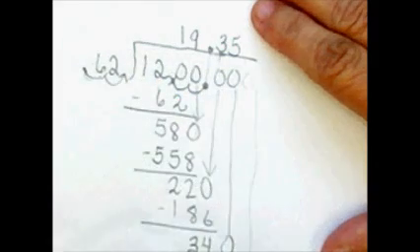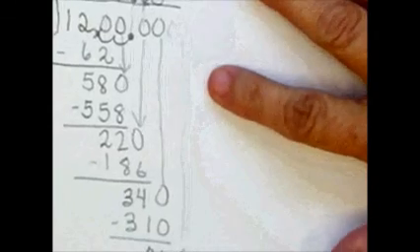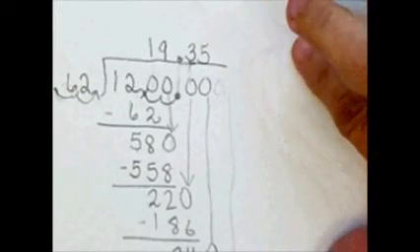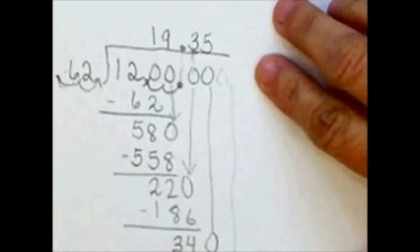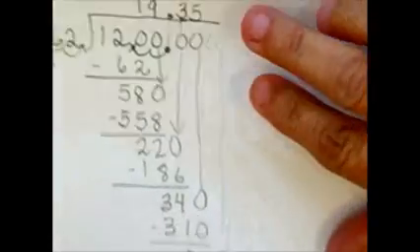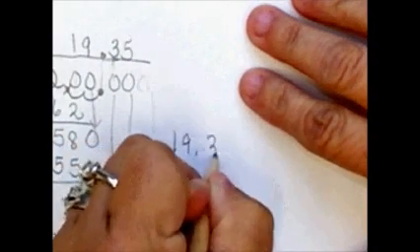Typically on a test like this, it would say, if it does not divide out evenly, round to the nearest whatever. So let's use rounding rules and do that. So we have 19.35. Let's say it said round to the nearest tenth. So here's what I do.